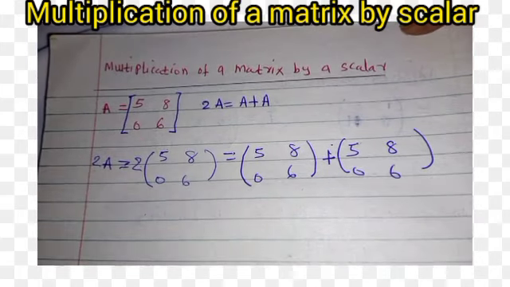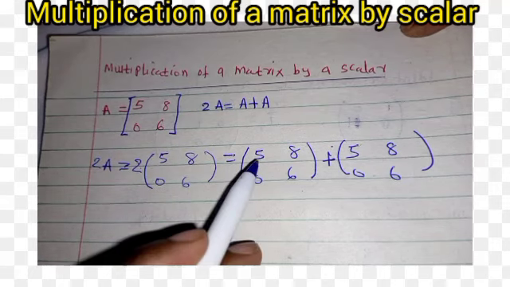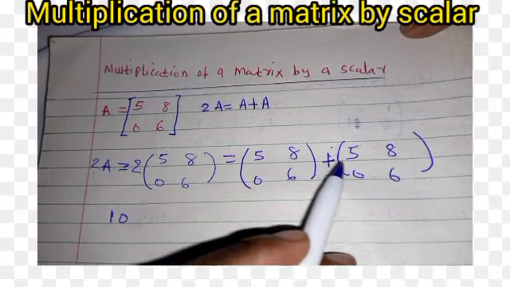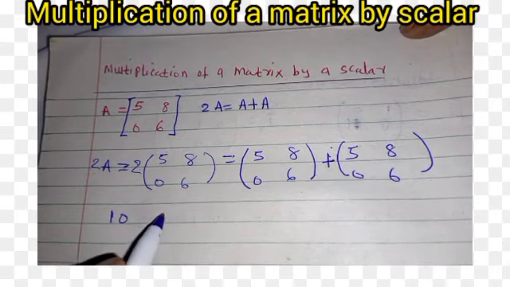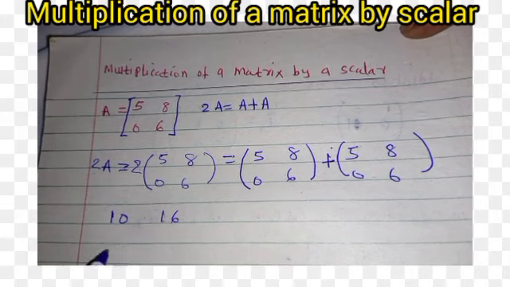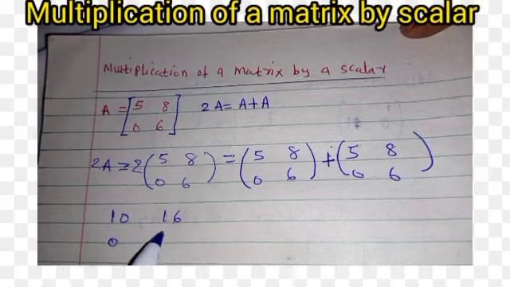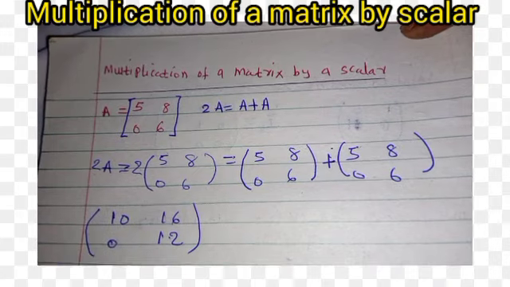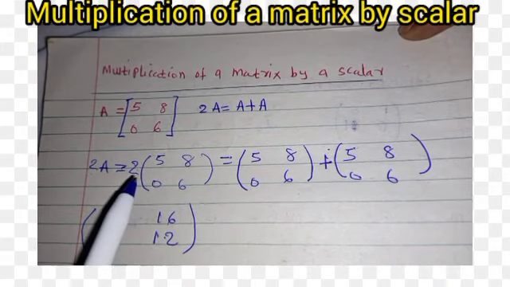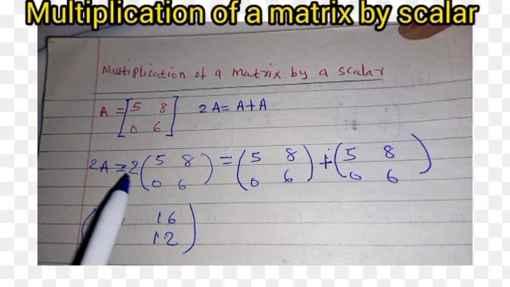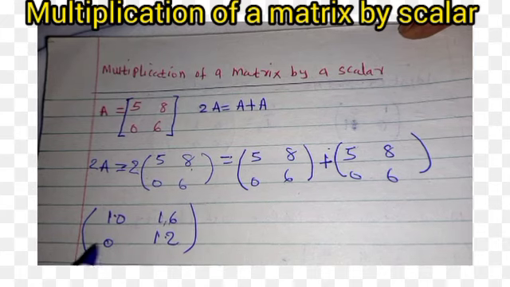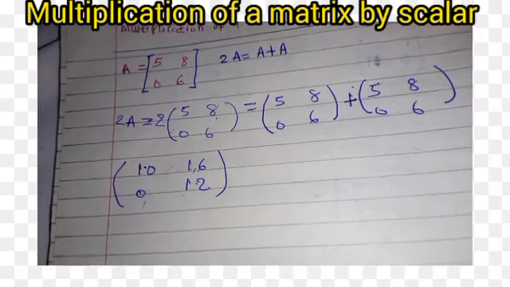So from there, you want the corresponding elements. You want 5 plus 5, which will give you 10. 8 plus 8 gives you 16. 0 plus 0 gives you 0. Then 6 plus 6 gives you 12. Or you say 2 times 5 gives you 10, 2 times 8 is 16, 2 times 0 is 0, 2 times 6 is 12.